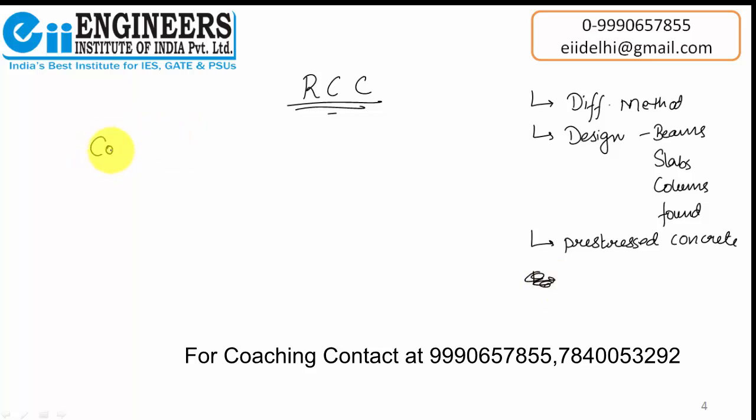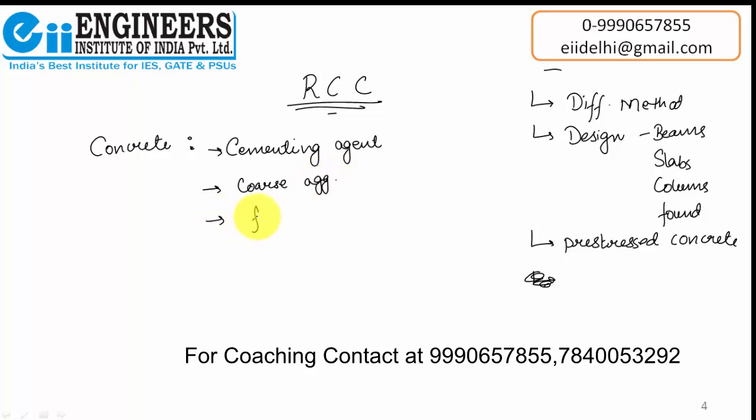Well, first of all, what is concrete? Before learning all these methods of designing, first we should know what is concrete. Concrete is a proportionate mixture of cementing agent, which can be anything, cement or lime, then coarse aggregate, then fine aggregate, also known as sand, and water. When I say proportionate mix, it means these things are mixed in different proportions.